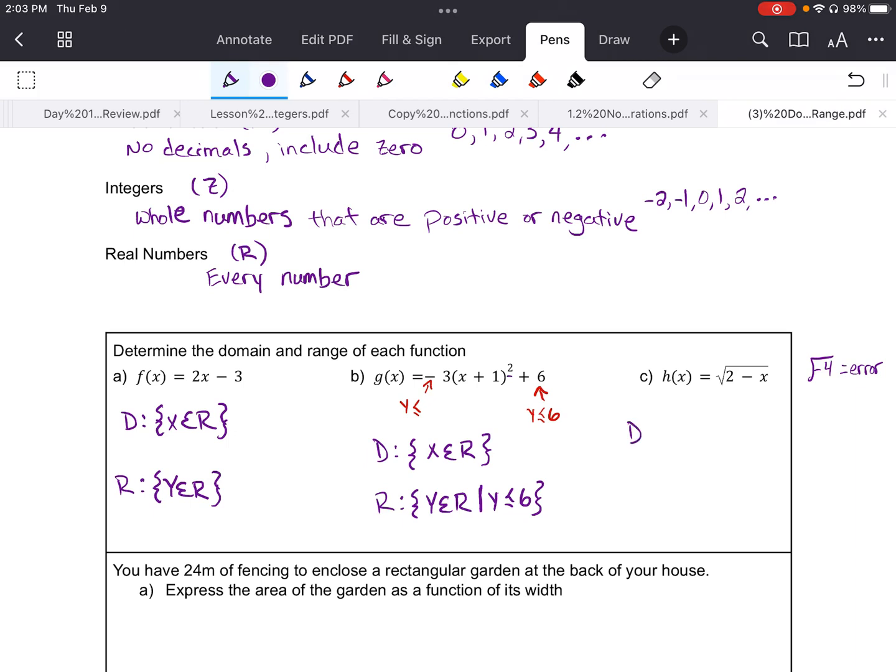Okay, so the domain, again, we start with our XER, and the restriction here is x has to be less than or equal to, in this case, 2. We can do the root of 0. So whatever number you're given here, that's the number that you're going to work with in your restriction. 2 minus 2 is 0. The square root of 0 is 0.